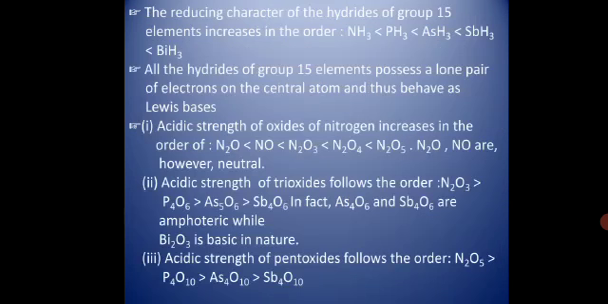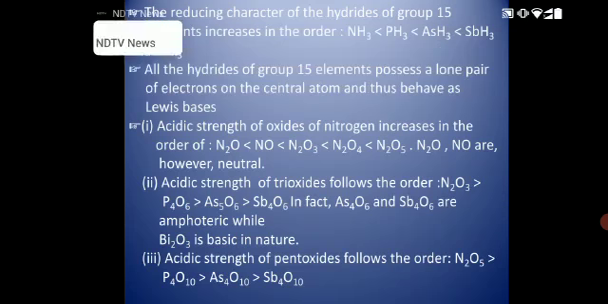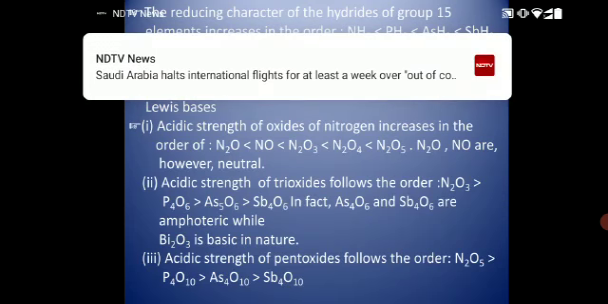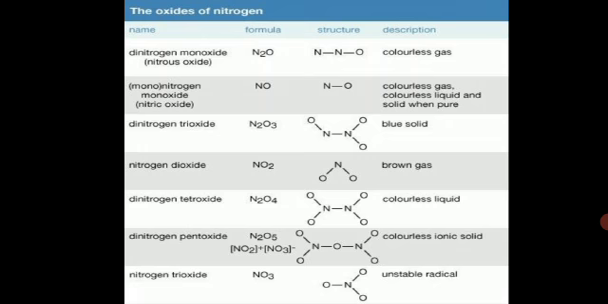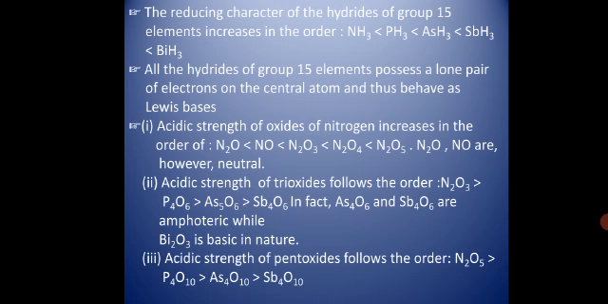All the hydrides of group 15 elements possess a lone pair of electrons on the central atom, and thus behave as Lewis bases. Why are they known as Lewis bases? Basically because they possess a lone pair of electrons, an electron donor group. What is the definition of a Lewis base? A compound or an element which is a pair of electron donor is called a Lewis base.